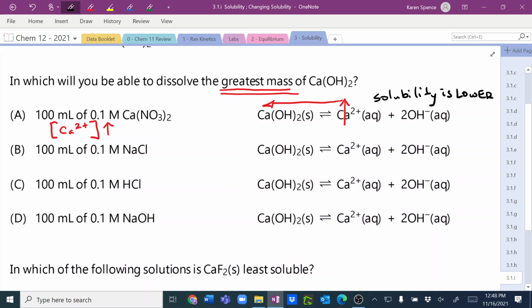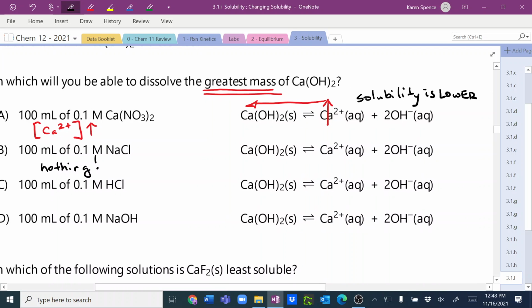NaCl, what does NaCl do? Nothing. So the solubility is just normal.